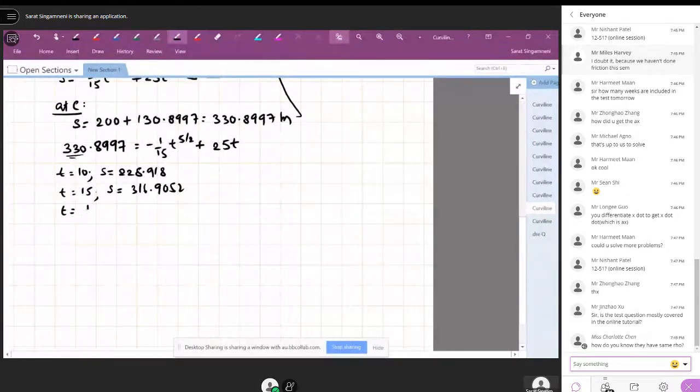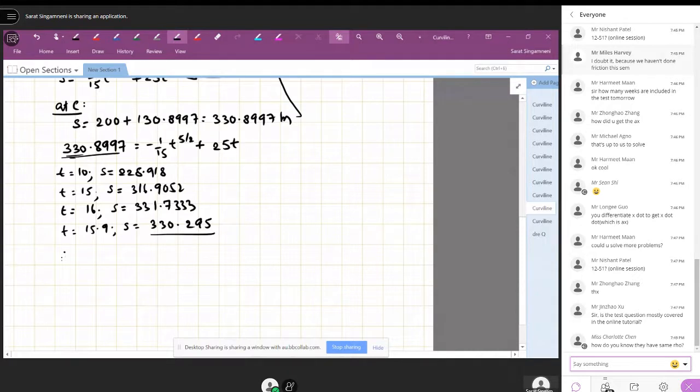T equal to 16, I'm going slower now because I'm getting closer to the actual value, 331.7333 meters. So it's very close. So I take t equal to 15.9. So s is equal to 330.295. There are only decimal variations between this and this. So I will take t equal to 15.9 seconds as the final answer.